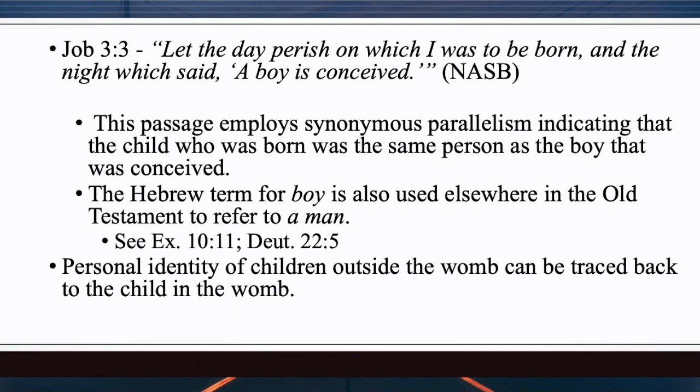It's the same person. The Hebrew term for boy is also used elsewhere in the Old Testament to refer to a man. Okay, so now you have it as the one that is born is a boy that is conceived, and then it's the same word for man. So it's just proving the personhood or the personal identity of that conception. See Exodus 10:11 and Deuteronomy 22:5. You can look those up later if you want, but there's just two more verses in regards to the terminology for the man. Personal identity of children outside the womb can be traced back to the child in the womb. That's kind of the point there of Job 3.